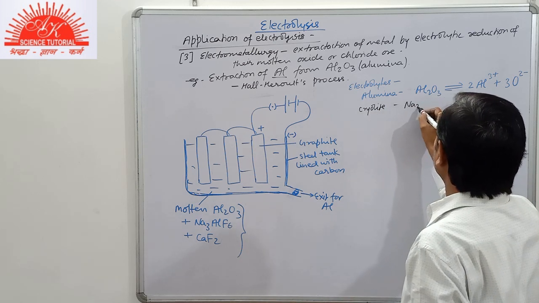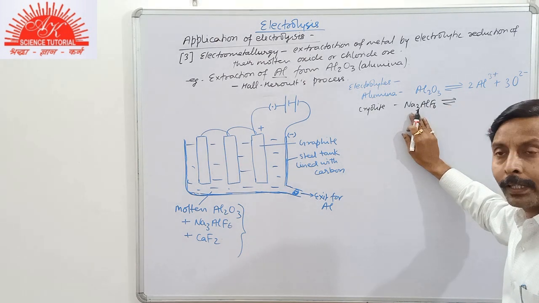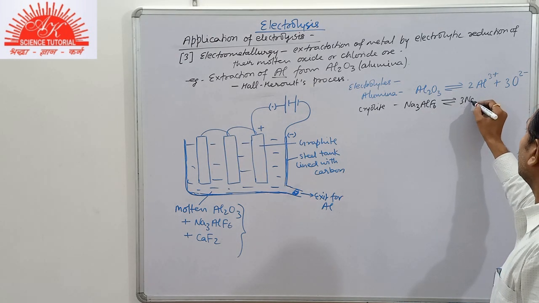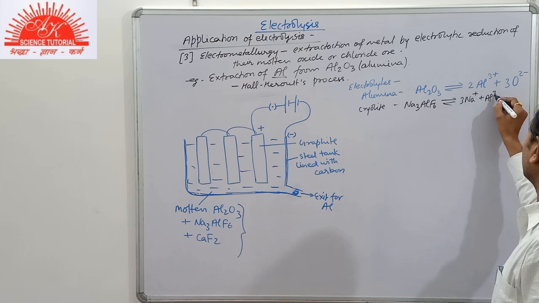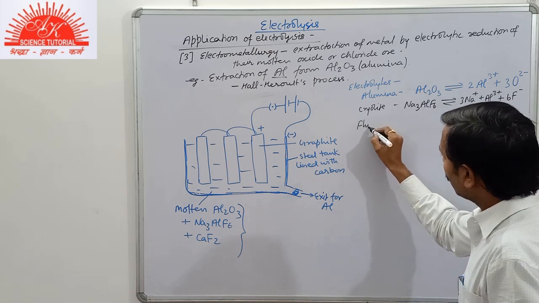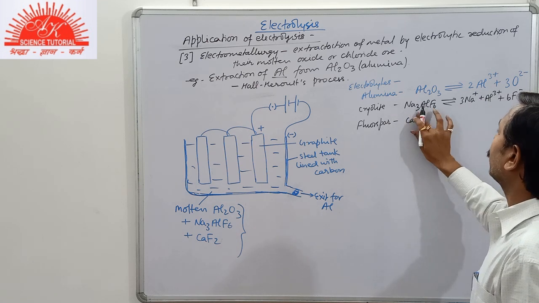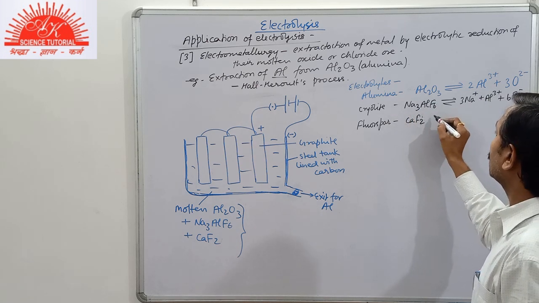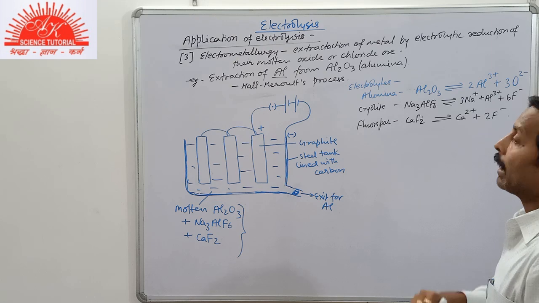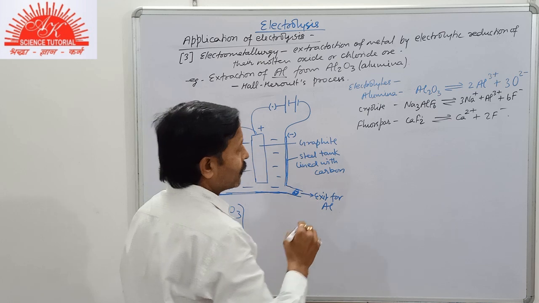Then there is another one, called cryolite, that is Na3AlF6, also known as trisodium aluminium hexafluoride. It gives 3Na+ plus Al3+ plus 6F-. And the third one is fluorspar, that is CaF2. It gives Ca2+ plus 2F-. So these are the three types of electrolytes.